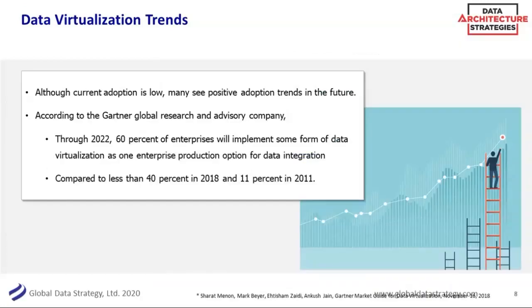Notably, again, going back to Gartner, they admitted as well that current adoption is low. In fact, their number in 2011 was only 11%, about 40% up in 2018. So they're seeing an increase. And they expect a much larger increase throughout 2022. So their estimate is up to 60% of enterprises would implement some sort of data virtualization as one option for data integration. And I like that they call that out. And I will talk about that more.